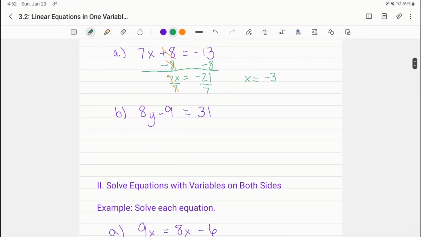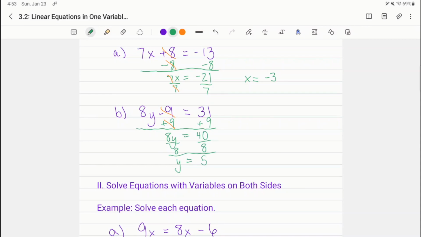Part B, the first step we're going to do is add 9. That way the negative 9 and positive 9 cancel out, and we're left with 8y on the left-hand side. 31 plus 9 is 40. Divide by 8. Divide by 8. We get y equals 5. So y equals 5 is the answer for part B.